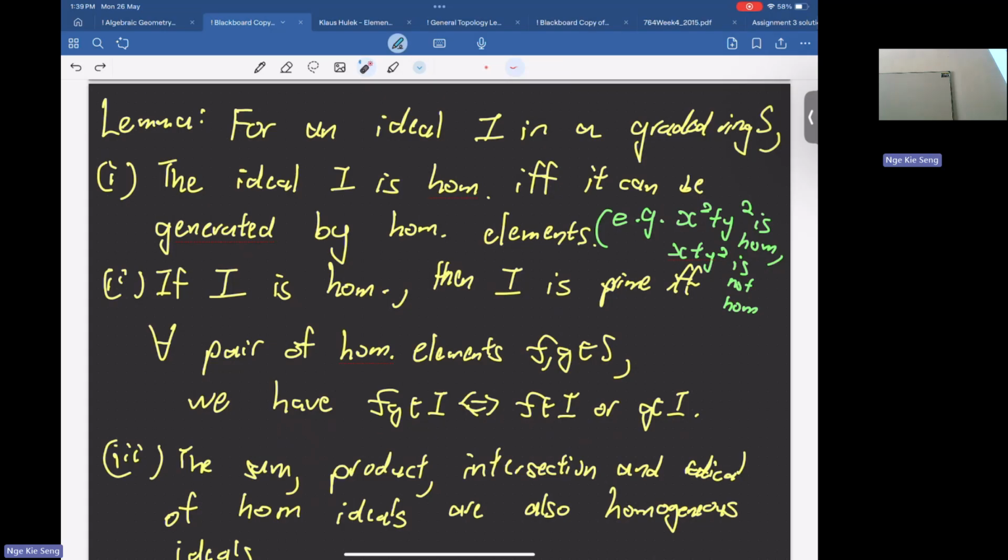So this statement is trying to say, if you want to check whether an ideal is prime or not, you don't need to check random two elements. You just need to check random two homogeneous elements.